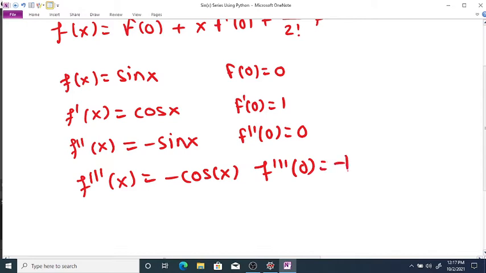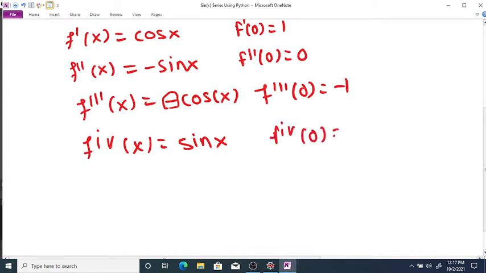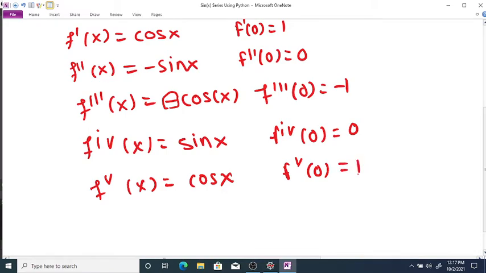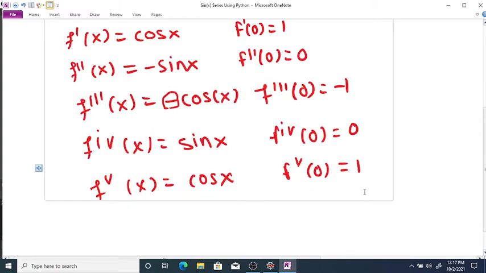equal to minus 1. If you continue, the fourth derivative again is minus minus, which becomes sin x. The derivative of cos x is minus sin, and because of this minus sign it becomes sin x. So the fourth derivative at 0 is equal to 0. The fifth derivative is cos x, and the fifth derivative at 0 is again 1. So if you observe here, the sequence is 0, 1, 0, minus 1, again 0, 1. If you take the next derivative, it is again 0 and then minus 1.